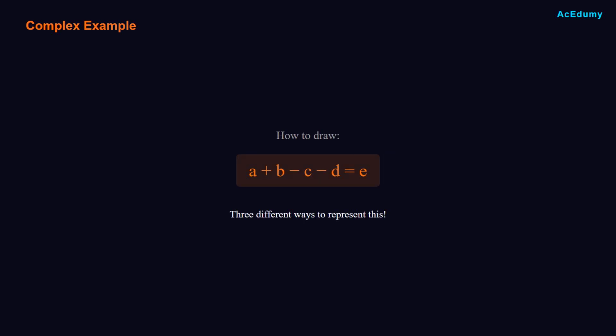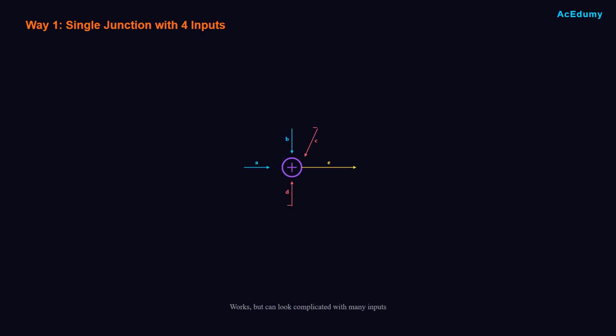Now let's look at a more complex example. How do we draw A plus B minus C minus D equals E? There are multiple ways to do this. Let me show you 3 different approaches. First way, use a single summing junction with 4 inputs. Signal A enters normally. Signal B enters normally. Signal C enters with a minus sign. Signal D enters with a minus sign. The output is E. This works, but it can look complicated with many inputs.